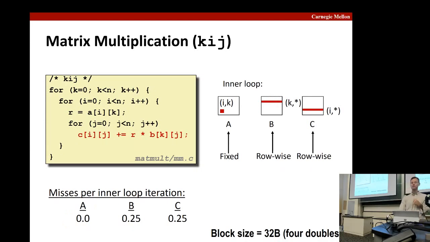So let's try something more interesting. Let's try k not being in the inner loop. So if we make k the outer loop, then what happens is that j is the inner loop, and so B is now accessed in a good way. C is now accessed in a good way, and A is now the one that's fixed in the inner loop. And so you get very different characteristics and better numbers, right? Because you have a 0.25, 0.25, 0.25 and a 0, as opposed to a 1, 0.25 and a 0.